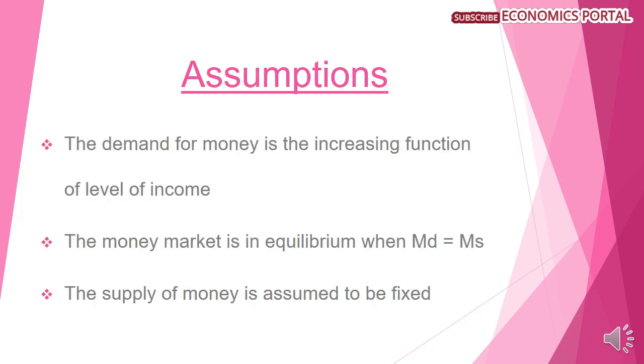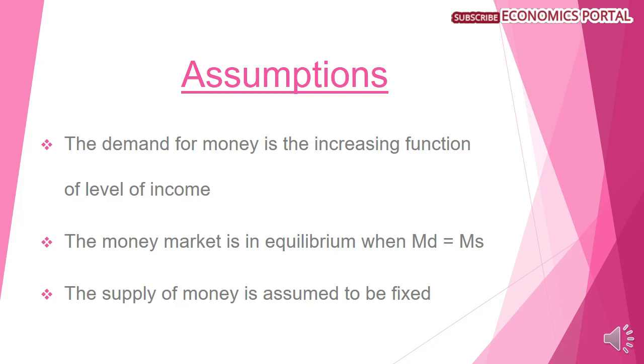Assumptions. There are few assumptions. Let's have a look. The demand for money is the increasing function of level of income. जैसे जैसे level of income increase करेगा, demand for money भी हमारी increase कर जाएगी. The money market is in equilibrium when money demand is equal to money supply. हमारा equilibrium point वो होगा जहाँ पर demand for money जो है वो supply of money के equal हो जाएगी.